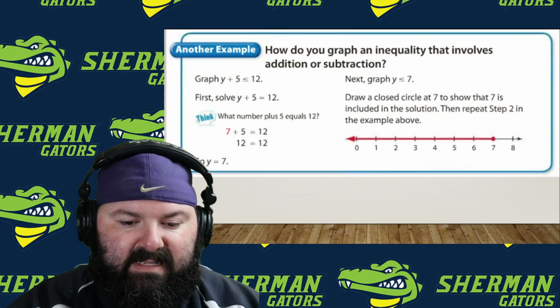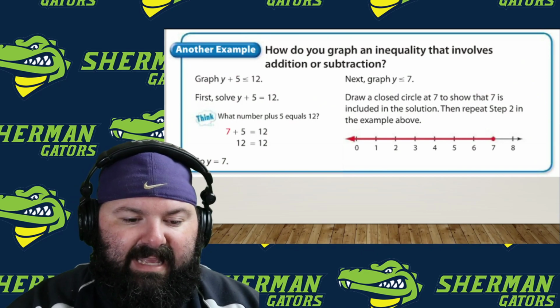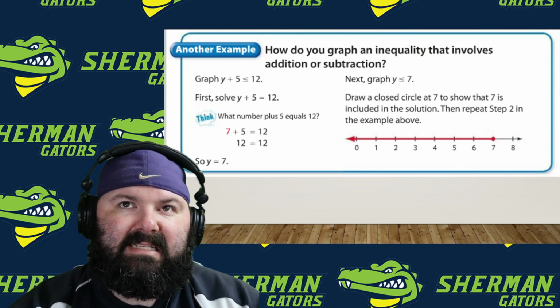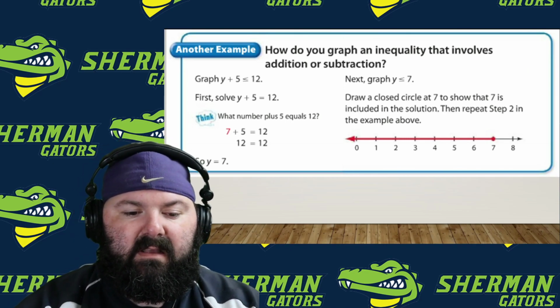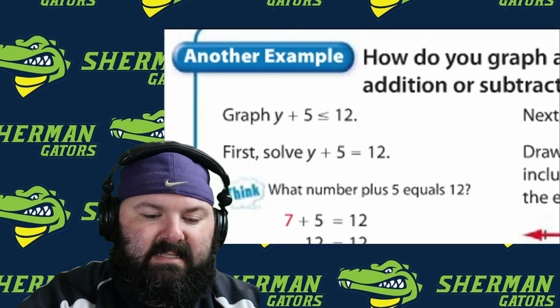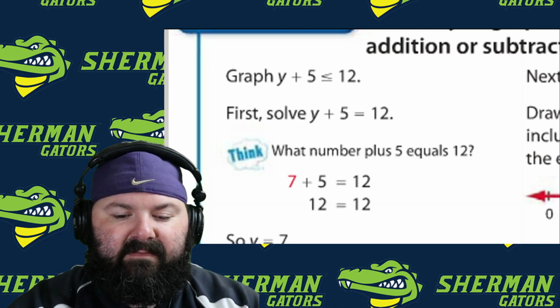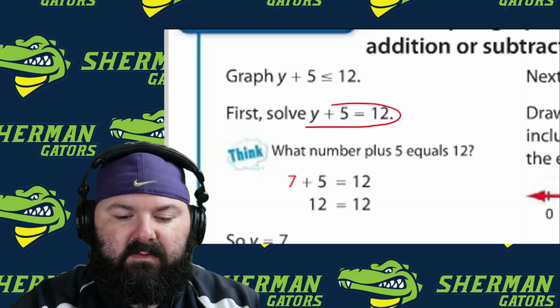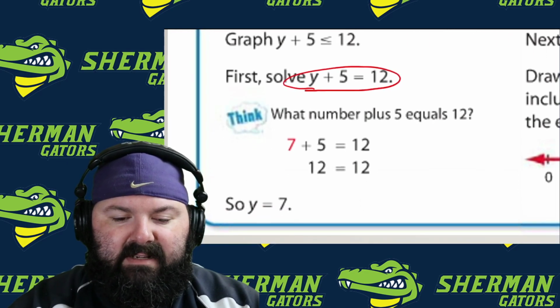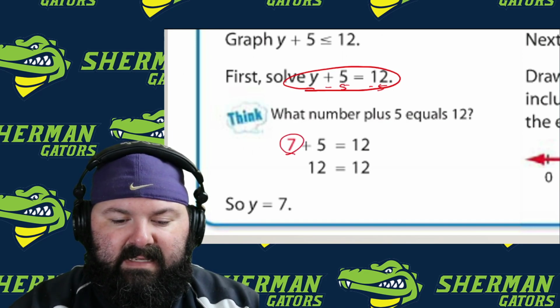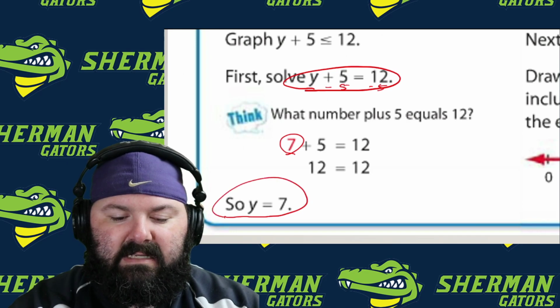Now, how can we graph this? This is saying y plus 5 is less than or equal to 12. So it's saying what number plus 5 is less than or equal to 12. So one way we can solve this is what we've been doing the past few days: y plus 5 is 12 right here. That's what this is asking. And if we were to subtract 5 from each side, we would get 7. So 12 is going to equal 12. So therefore y is going to equal 7.